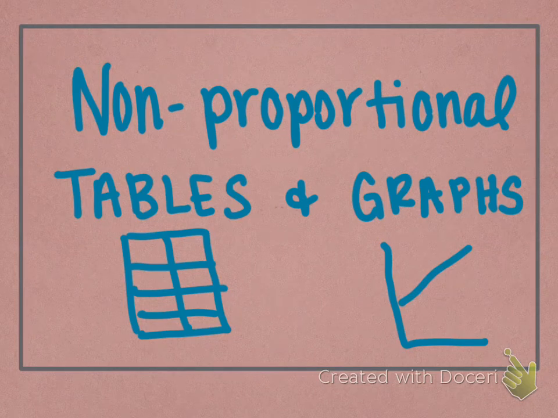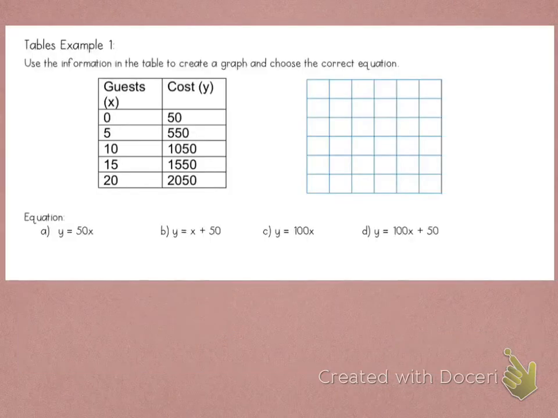So we have been talking about proportional relationships, and now we're going to move over to non-proportional relationships with tables and graphs. So in our first example, we have a table, and it wants us to use the information in the table to create a graph and choose the correct equation.